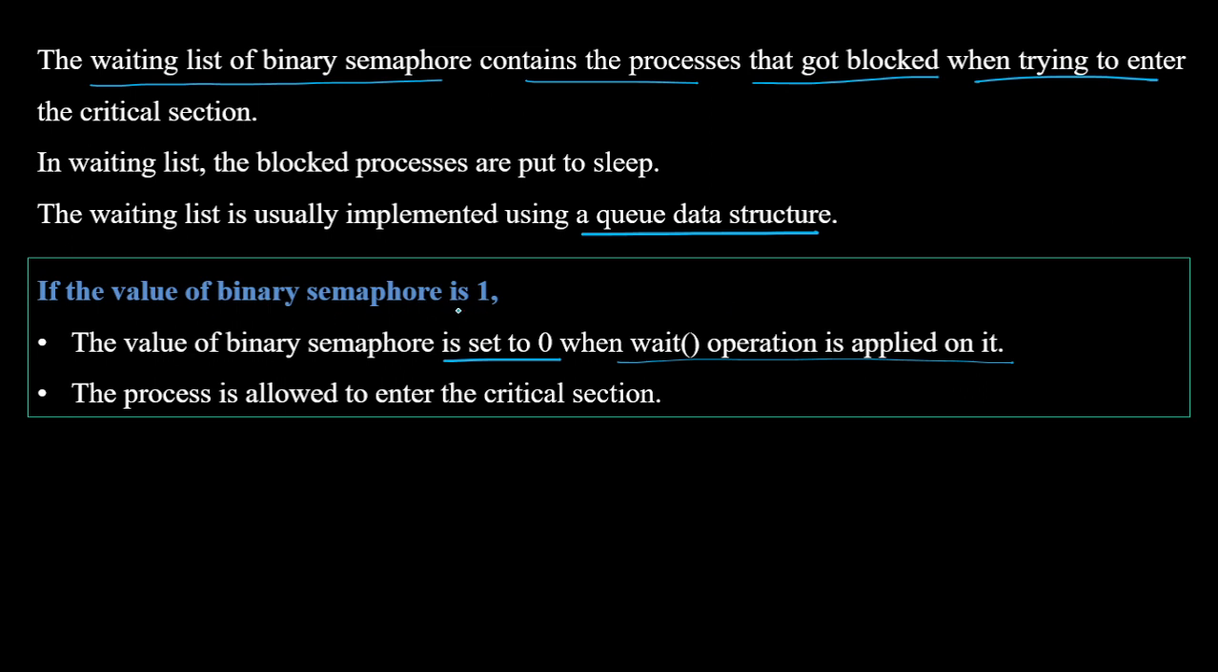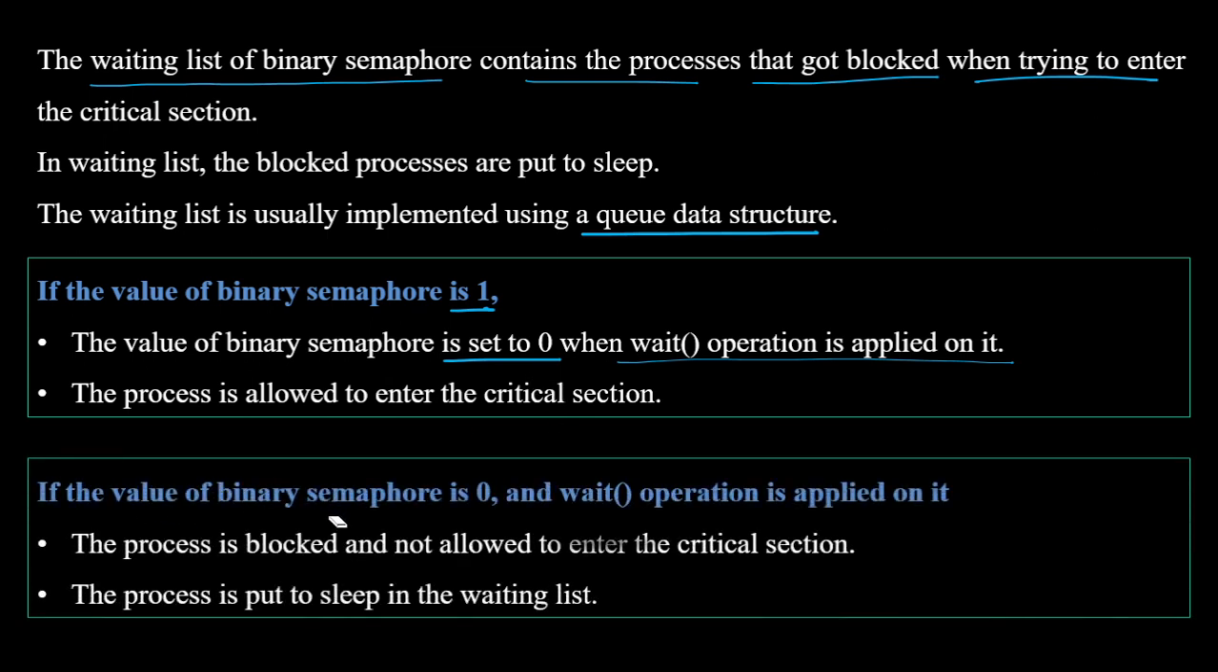If the value is 1, it will change the value to 0, because what we are doing is subtracting 1 every time. Okay. -1 and +1 we are doing every time. So 1 - 1 will become 0. So it's okay, 0 is a valid value for a semaphore, binary semaphore. 0 is applicable. So it will set the value to 0, the wait operation will be applied on it, and the process will be allowed to enter the critical section.